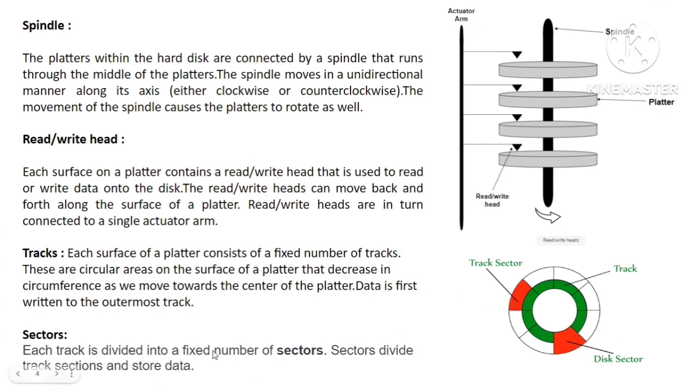Each track is divided into a fixed number of sectors. Sectors divide the track into sections, in which we have to store our data. We can say that the smallest unit is the sector.